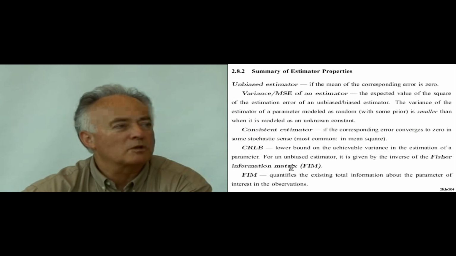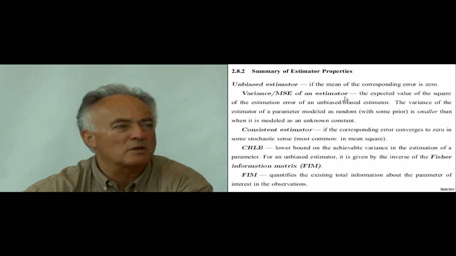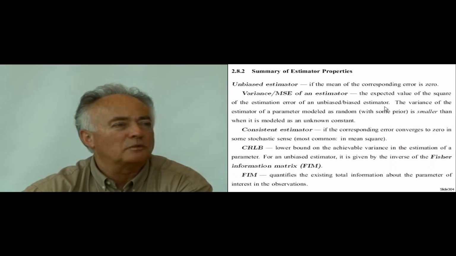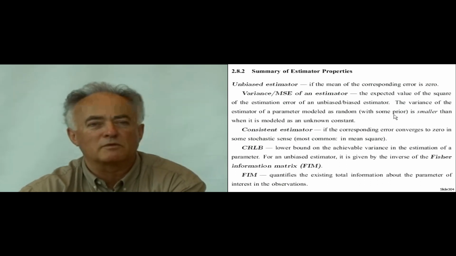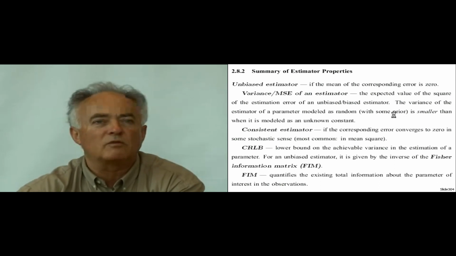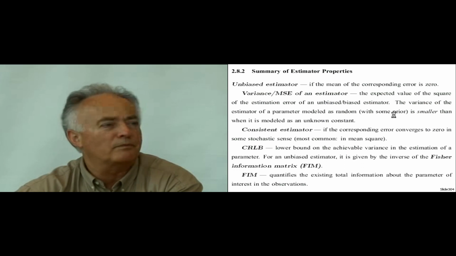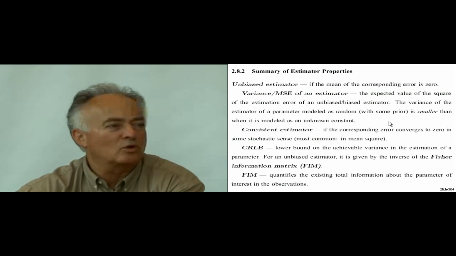The properties of estimators we covered: unbiasedness, if the mean of the error is zero. The variance or mean square of an estimator is the expected value of the square of the estimation error for an estimator. The variance of an estimator of a parameter modeled as random is smaller than when it is modeled as an unknown constant due to the prior. If the prior is informative, being some kind of information, obviously using it should give, and does give, indeed, better results. An estimator is called consistent if the corresponding error converges to zero.